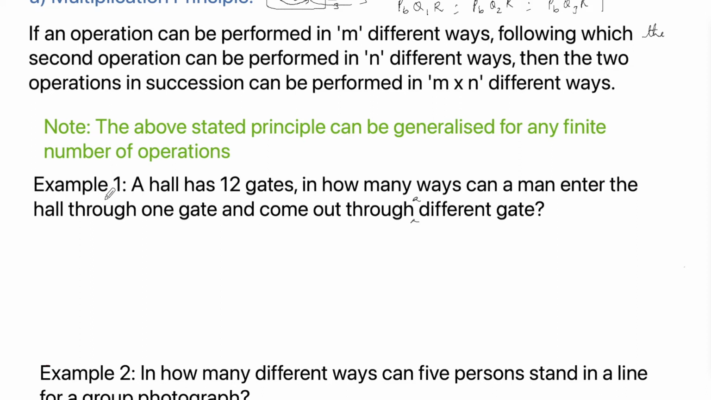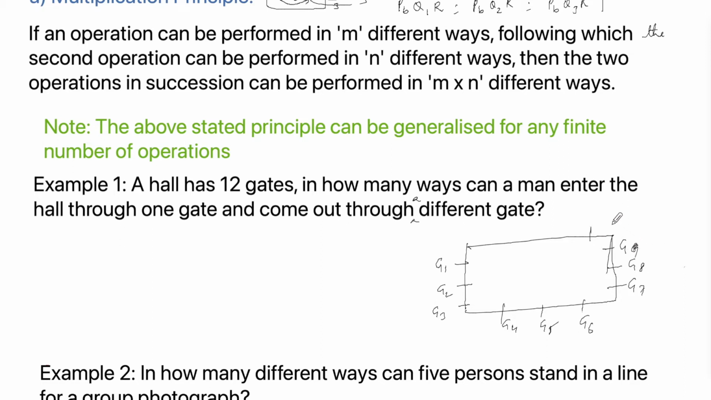Let us see the example. 1. A hall has 12 gates. In how many ways can a man enter the hall through one gate and come out through a different gate? So let us consider a hall. Let's take a rectangular shape, which has 12 gates. Say G1, G2, G3, G4, G5 and G6, G7, G8, G9 and G10, G11 and G12. So total 12 gates are there.